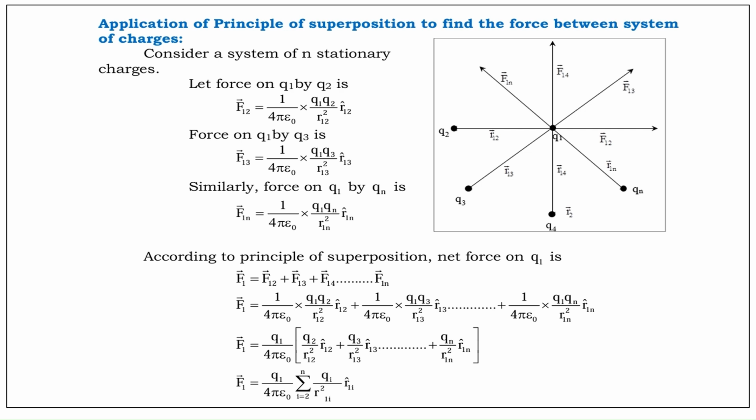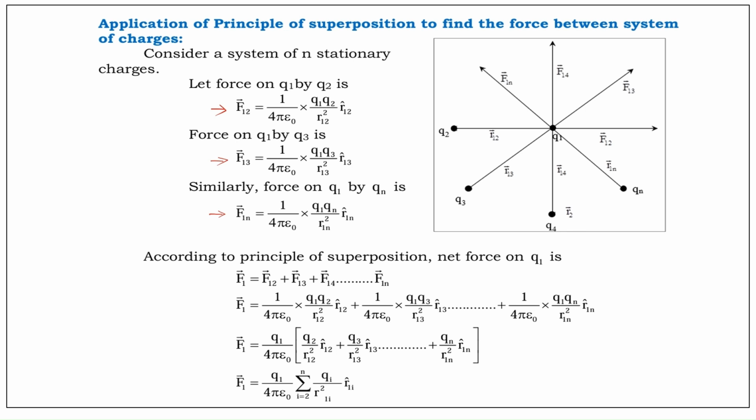Consider a system of n stationary charges. Let the force on Q1 by Q2 be vector F12 is equal to 1 by 4 pi epsilon naught into Q1 Q2 by R12 square into R12 cap. Force on Q1 by Q3 is vector F13 is equal to 1 by 4 pi epsilon naught into Q1 Q3 by R13 square into R13 cap. Similarly, force on Q1 by Qn is vector F1n is equal to 1 by 4 pi epsilon naught into Q1 Qn by R1n square into R1n cap.